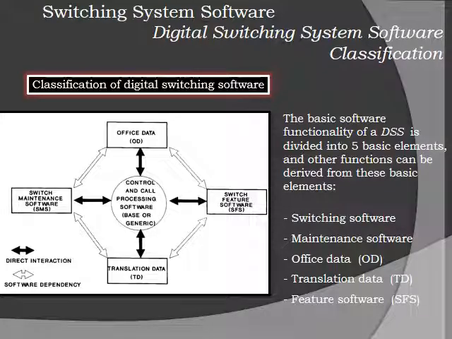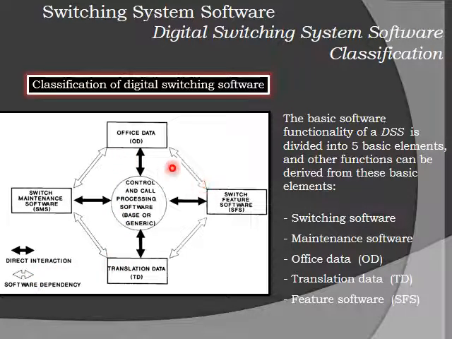So the block diagram here will indicate four main blocks surrounding one circular block that is called control and call processing software. That is a base or generic type. Generic means genuine type. So this generic software has a direct interaction with each of these blocks, like office data, translation data, SMS and SFS. And each of these surrounding four blocks can interact with each other. For that they need to depend on the software. That's why it has been shown by this symbol. So this is how we have to explain the block diagram.